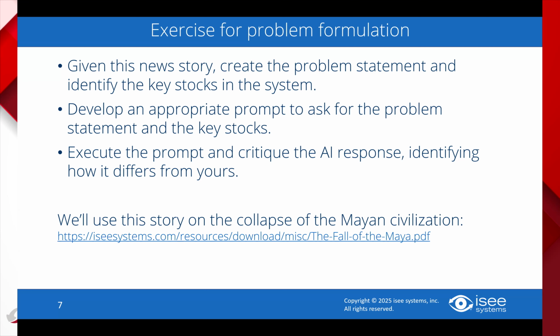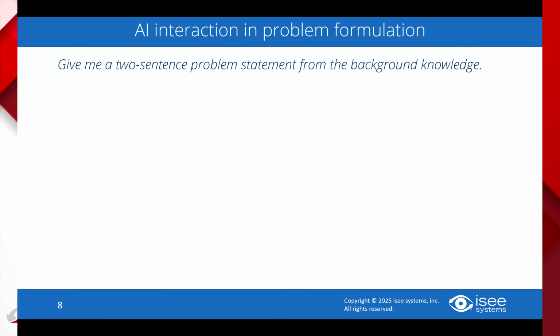For this example, I'm going to use this story from NASA on the collapse of the Mayan civilization. It's not on their website anymore, so we have posted it here, and I'm going to use that link directly. So that link goes in the background knowledge that you give it. And I say, this is my prompt: give me a 2-sentence problem statement from the background knowledge. The background knowledge is just that link.